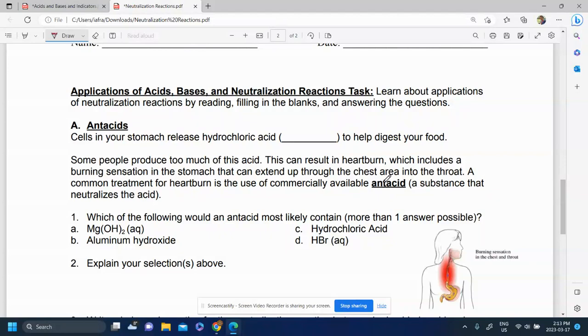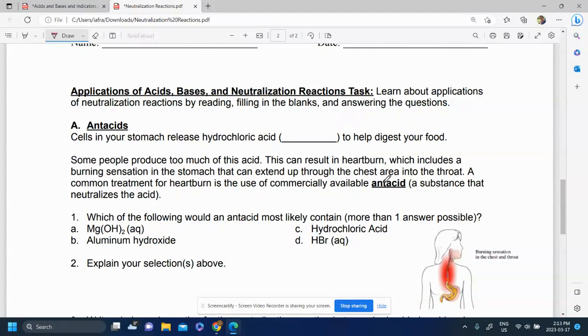It's within your notes, filling in some blanks there, answering some questions, and kind of discovering some of the applications as you go. So you'll be learning a little bit about the applications by doing some readings and then solving some problems. The purpose of this video is to check your work. So once you're done this, you can go back and check your work based on the video that you're watching. So one of the first applications that we're going to learn about is something called antacids.